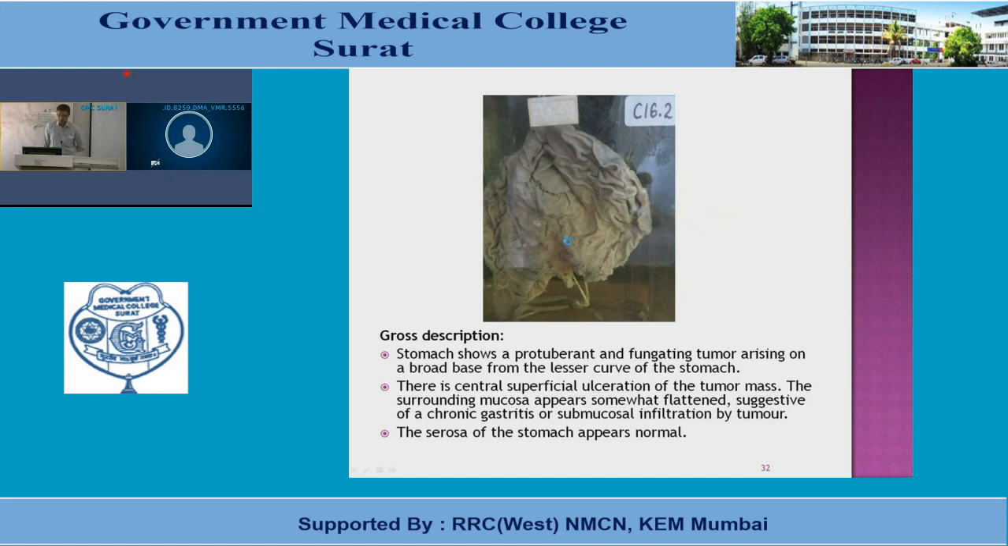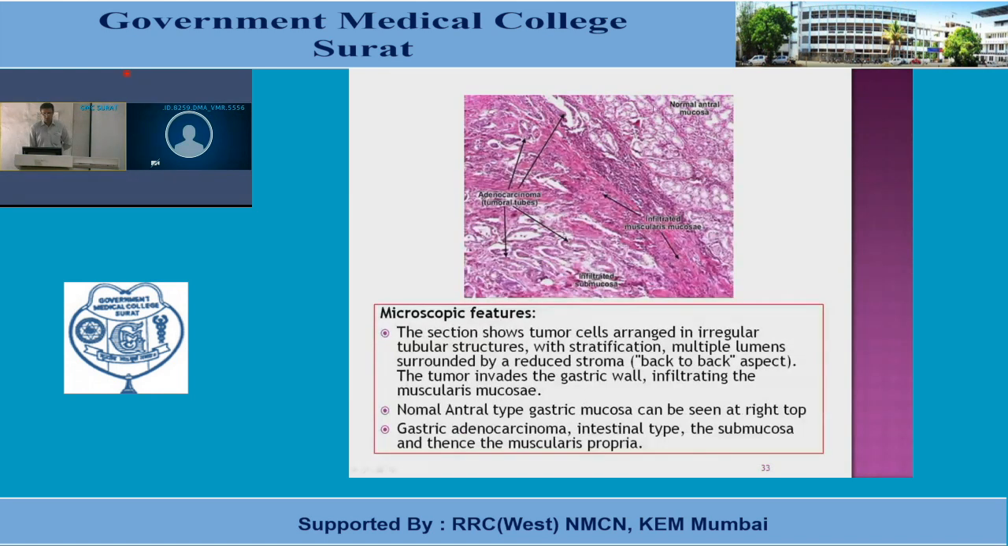See, here there is a microscopic finding. Here there is a normal intestinal mucosa, while here there is an adenocarcinoma, where there are more irregular, crowded glands with hyperchromasia, with high N/C ratio, prominent nucleoli, all the features of malignancy. The tumor cells are arranged in irregular tubular structures with stratification, multiple lumina surrounded by reduced stroma.